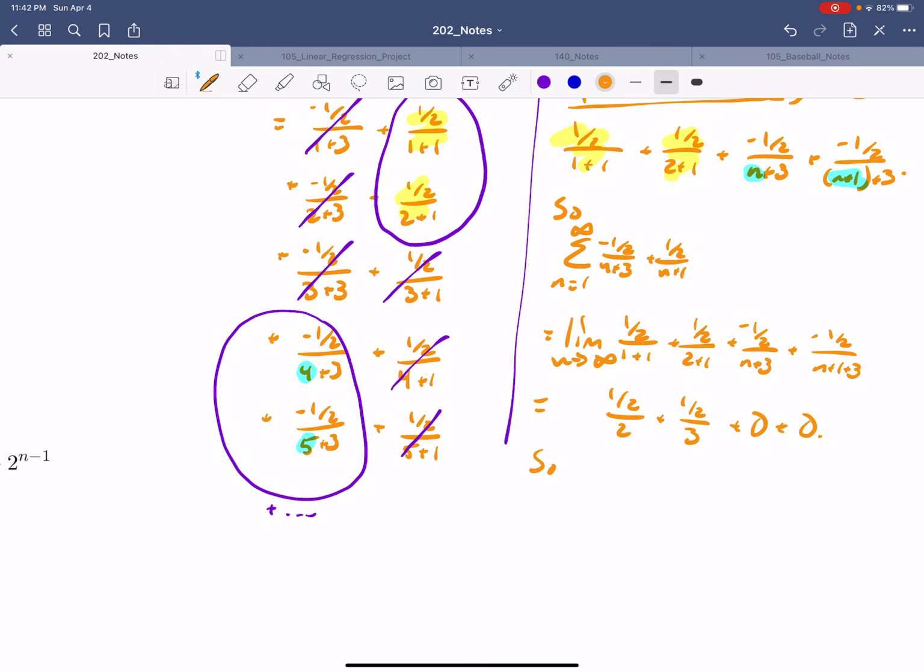Okay, so our series converges to 1/2 over 2 plus 1/2 over 3, which I think is 1/4 plus 1/6, which is 3/12 plus 2/12. I guess that's 5/12. Right? 1/4 is 3/12. 1/6 is 2/12. Yeah, so there we go. Now remember, this is one of the few cases where we show what our series converges to. This will not always be the case.